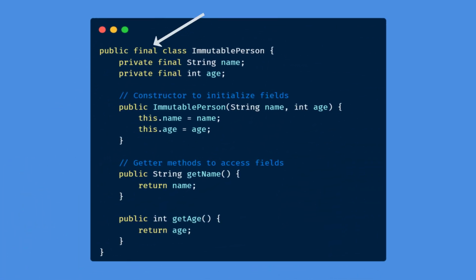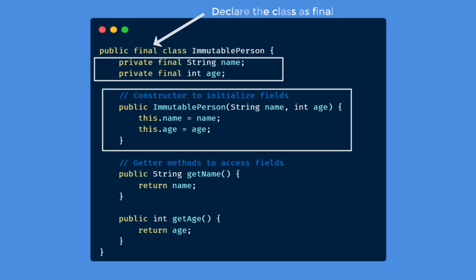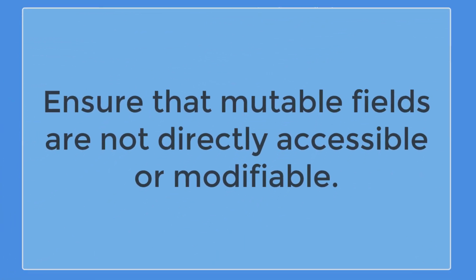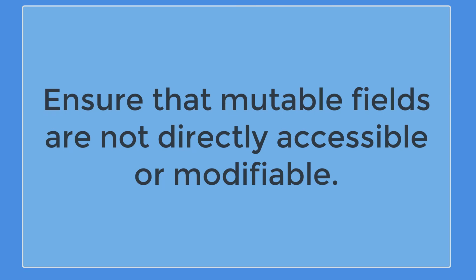Declare the class as final so it cannot be extended. Make all the fields private and final. Initialize all fields via a constructor. Don't provide any setters. You can see that there are no setter methods in this class. Ensure that mutable fields are not directly accessible or modifiable.